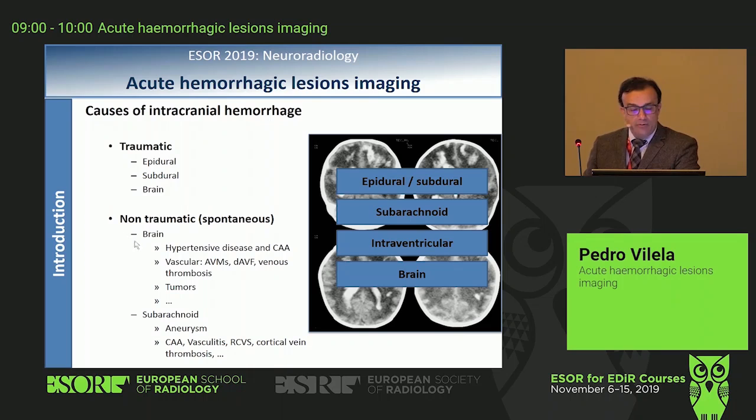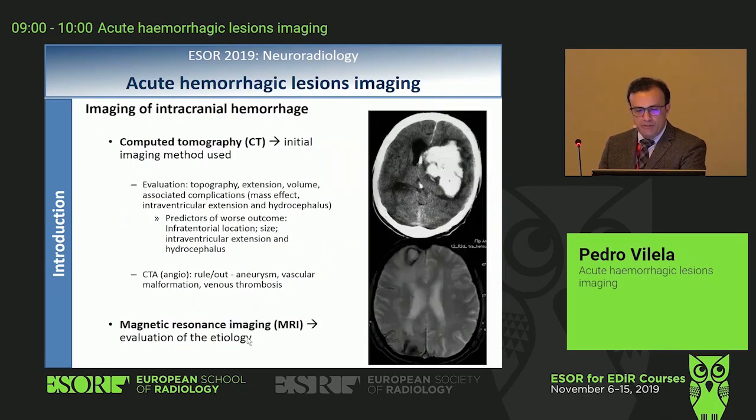Non-traumatic, you can have at the brain, in the adult population, hypertension and cerebral amyloid as the most common causes, especially in the elderly. And vascular malformations are more common in young people, and venous thrombosis also. Almost 15% of the cases of brain hemorrhage result from hemorrhage from a tumor. Subarachnoid hemorrhage, non-traumatic, most of them are caused by the rupture of an intracranial aneurysm. And then there are other rare causes of subarachnoid hemorrhage that we are going to see.